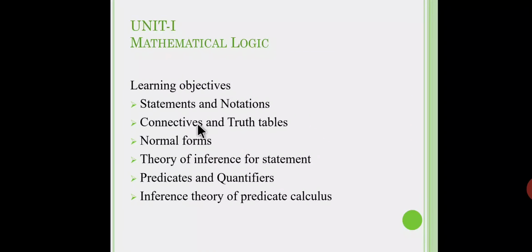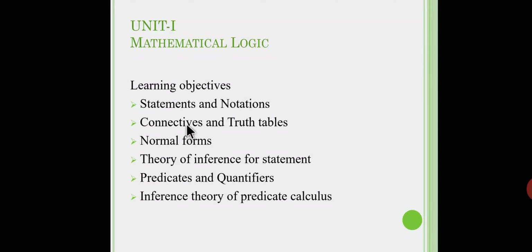Connectives are used to form a compound statement. There are 5 types of connectives. First one, negation. The rule of negation is: if the proposition P is true, then negation P is false. If the proposition P is false, then negation P is true. Next, conjunction. The rule of conjunction is: if both the propositions P and Q have the truth value true, then their compound statement P and Q is true, otherwise it is false.